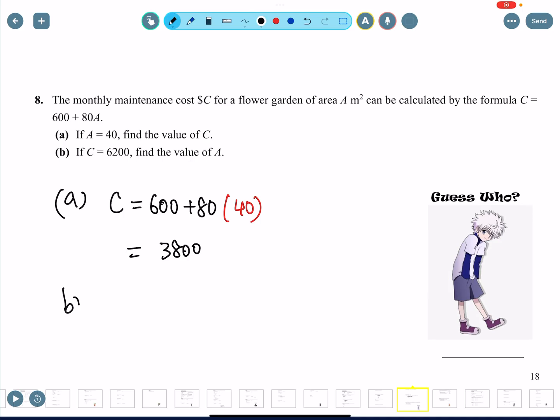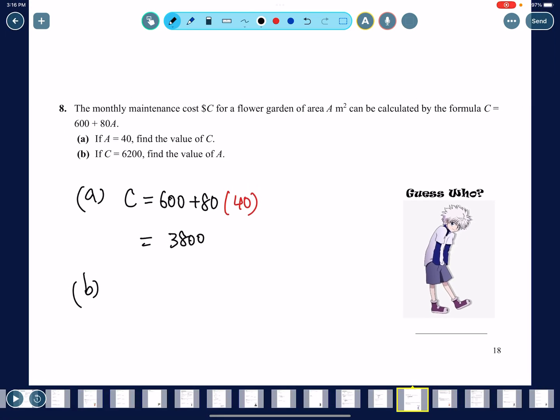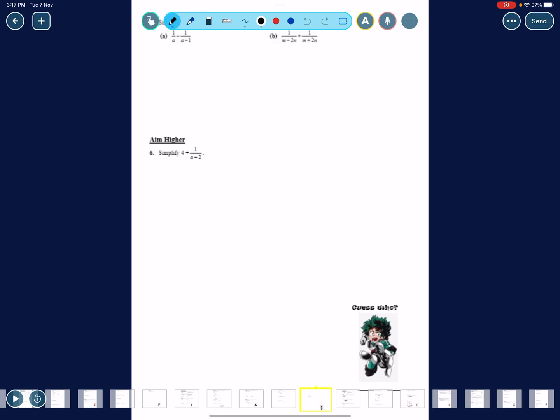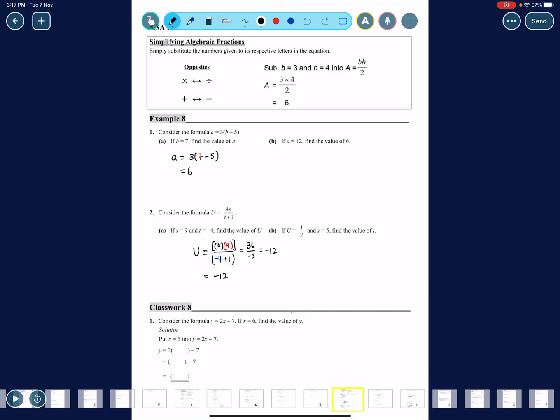The next part is quite complicated. Well, it gets more complicated, I would say. C is 6,200. It's on the left side. So you would notice that the number is on the left side. Then we have 600 plus 80A. So basically you have to solve for A. You just stay calm, move the numbers around. You want to have the letters on the left, so I'm going to swap them. 600 plus 80A equals 6,200. I just swap places left and right. Then you move 600 first because that's furthest away from A.